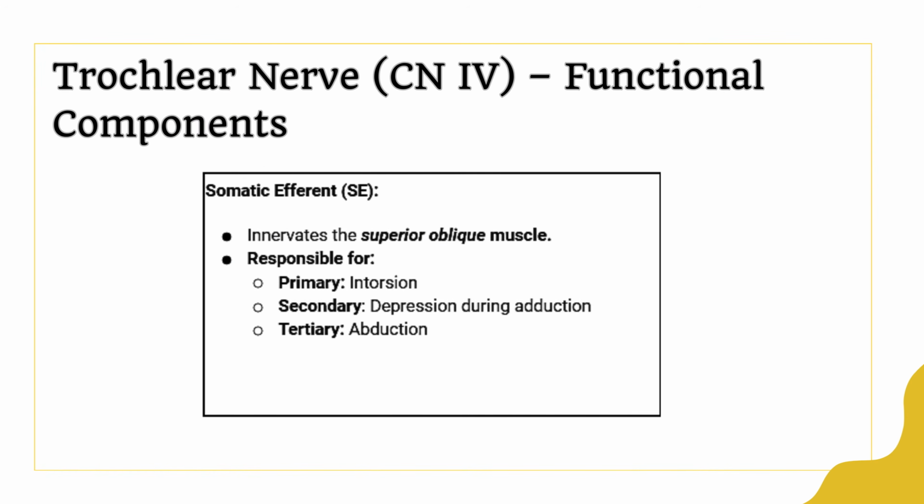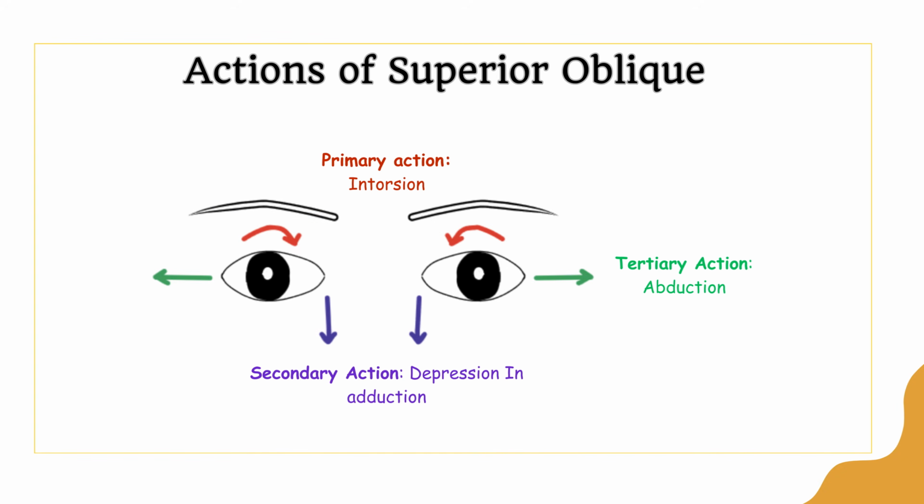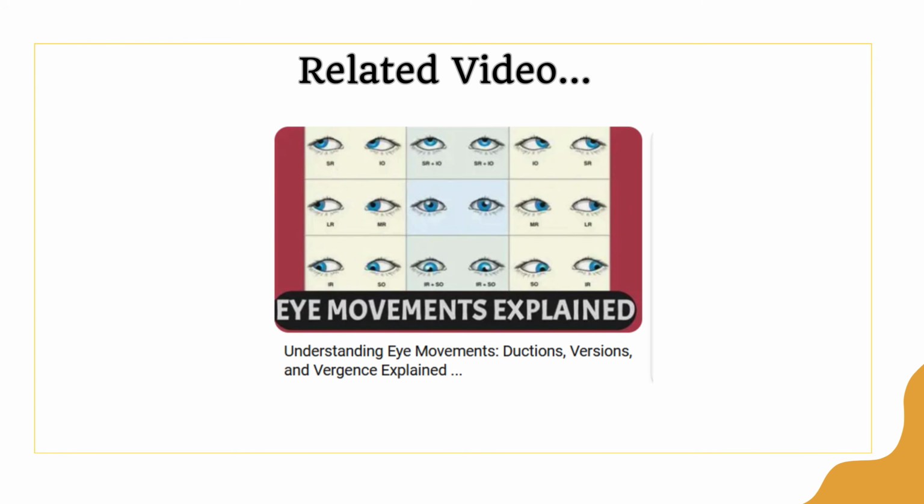Let's discuss the functional component of the trochlear nerve. The trochlear nerve carries general somatic efferent fibers and these fibers will innervate the superior oblique muscle. The superior oblique muscle has three main actions. Its primary action being intorsion, secondary action is depression in adduction, and tertiary action is mild abduction. These actions have already been discussed in detail in our video on eye movements.